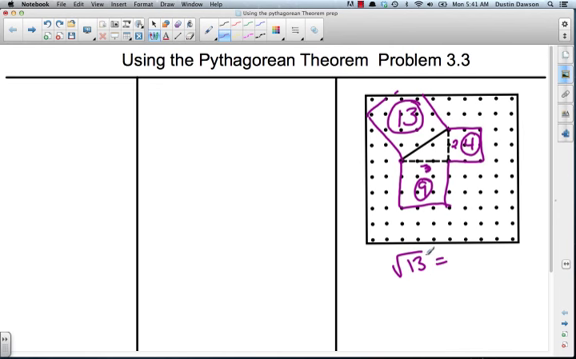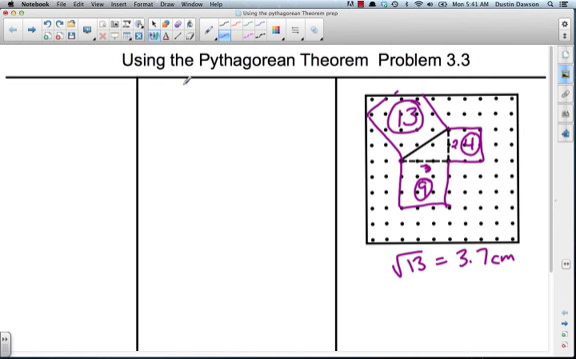Not a perfect square, and so I have two options. I can leave it as the square root of 13, or I can estimate it at 3.7, 3.6, 3.9, whatever. But that's going to be an estimate of that. In this case, because these are centimeter dots here, I could put it in centimeters if I wanted to as a length. But for this one, you could just say 3.7 units or something like that. That'd be fine too.